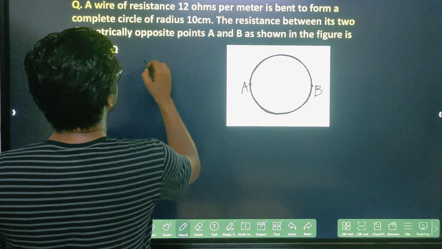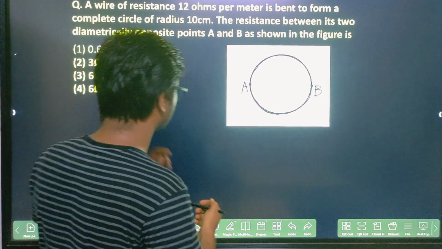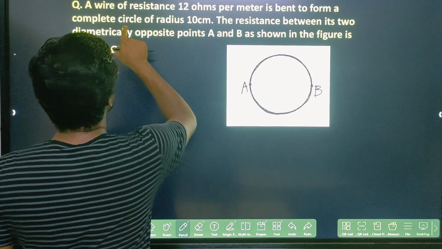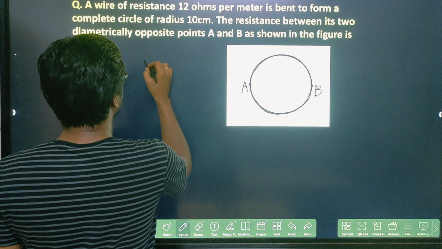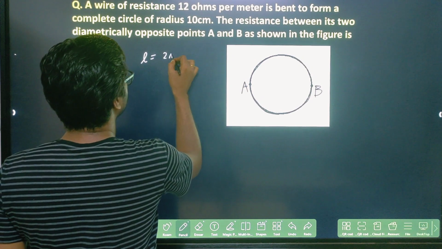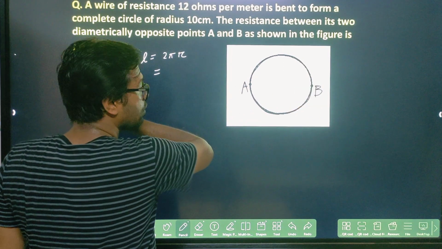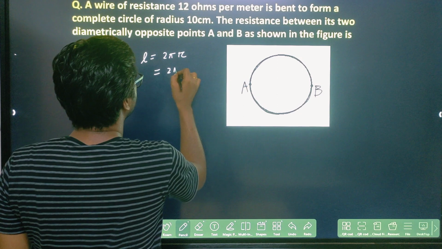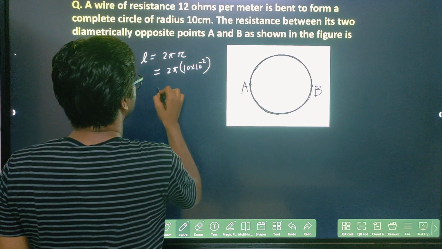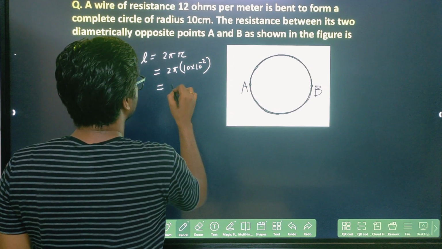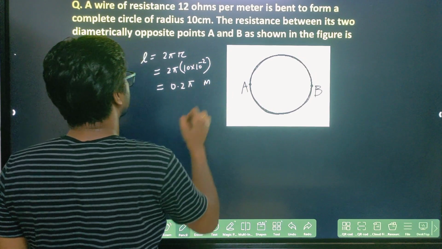So this wire has a resistance of 12 ohm per meter. So per meter the resistance is 12 ohm, right? And it is bent to form a complete circle of 10 centimeters. So you can find out the length of the wire. The length L is 2 pi r, because if you open the circle it will be a straight line of length 2 pi r. So it will be 2 pi into r, which is 10 into 10 to the power minus 2 meter. So it will be 0.2 pi meter.